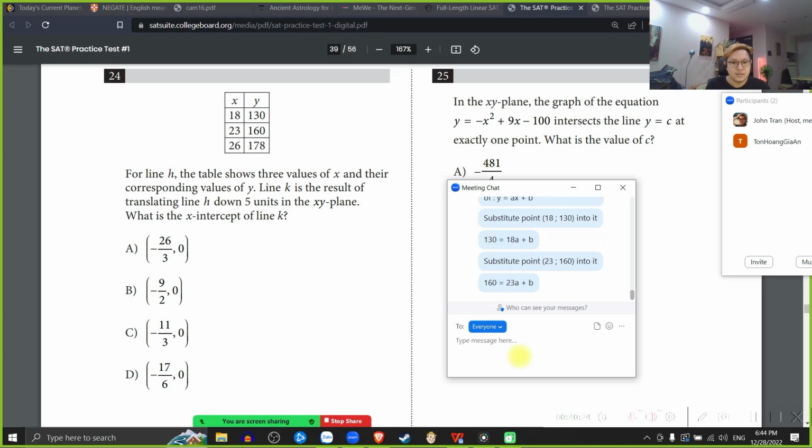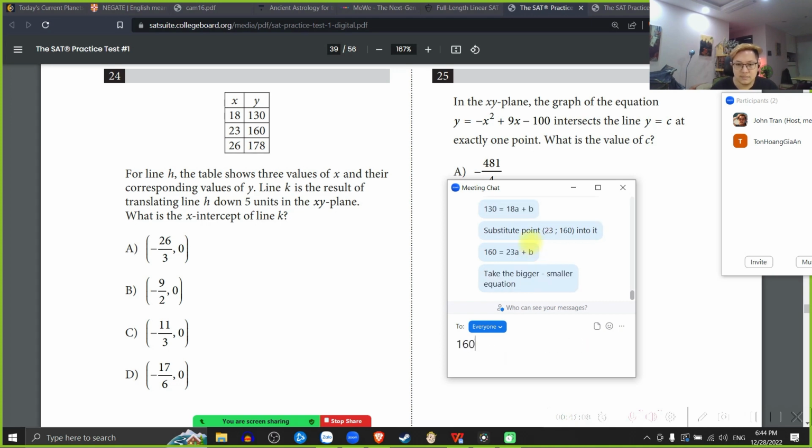Now what do we do with these two equations? They both have b in common, right? So we can take the bigger equation minus the smaller equation in order to eliminate b. You can take the equation down here minus the equation up here to eliminate b.